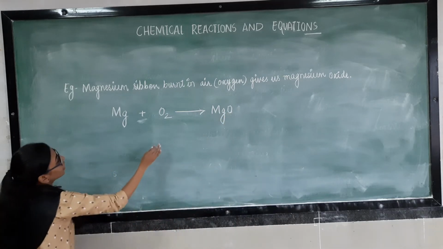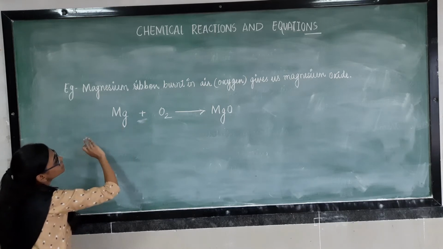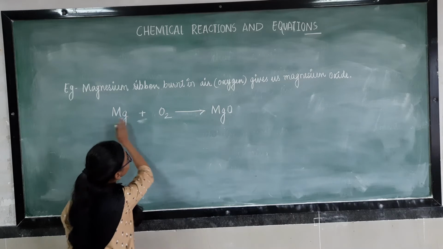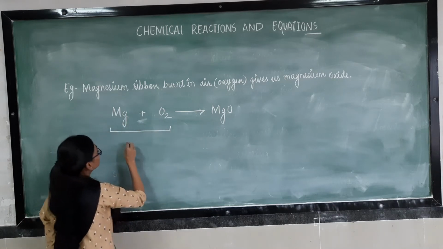Now the substances which are written on the tail side of this arrow are known as what? These are what? Reactants.